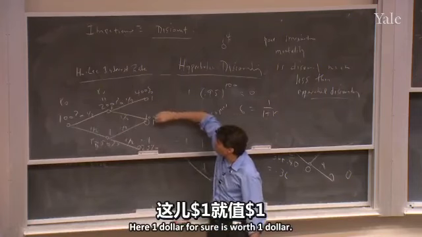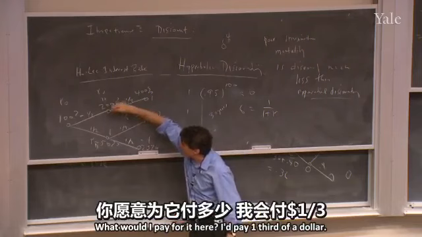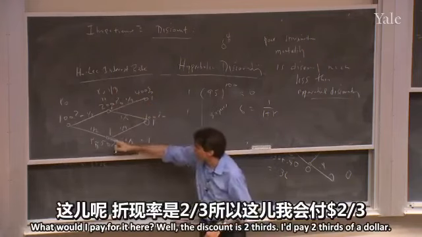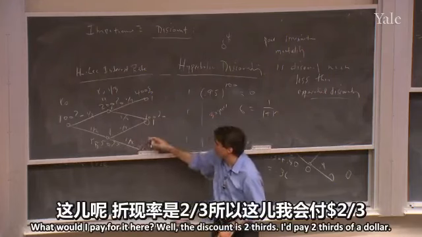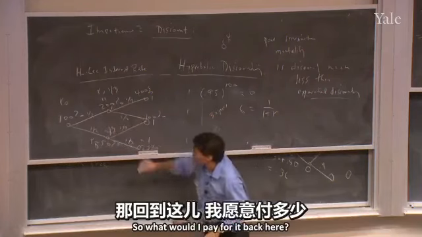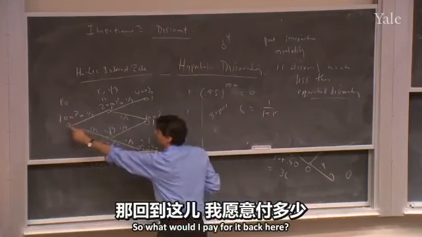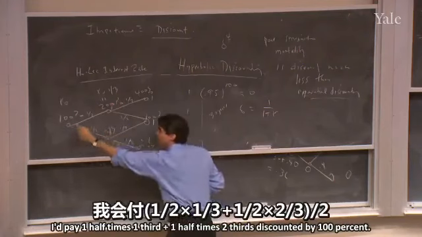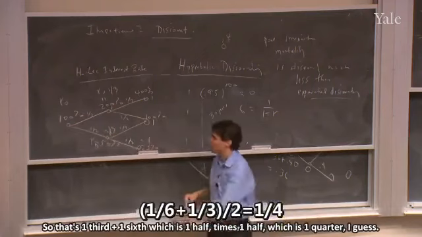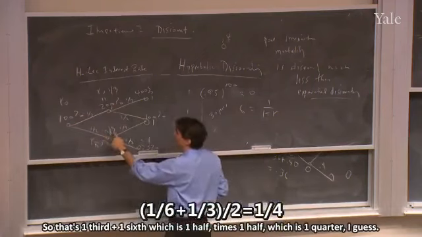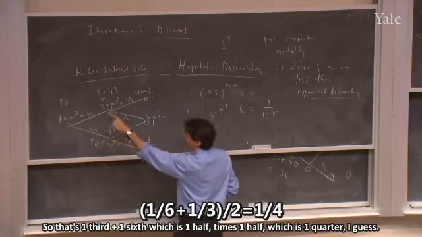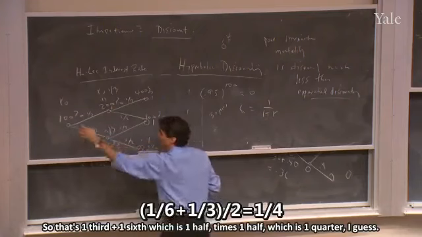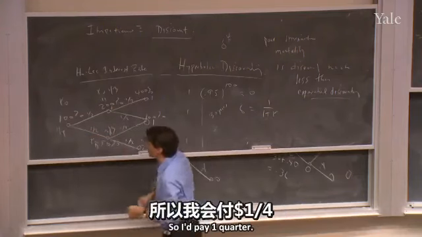Here, $1 for sure is worth $1. What would I pay for it here? I'd pay 1/3 of $1. Okay, and what would I pay for it here? Well, the discount is 2/3. I'd pay 2/3 of $1. So what would I pay for it back here? I'd pay half times 1/3 plus half times 2/3, discounted by 100%. So it's 1/3 plus 1/6, which is a half times a half, which is a quarter, I guess. Okay, so I'd pay a quarter.